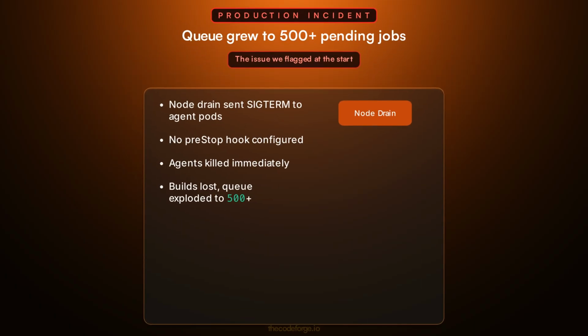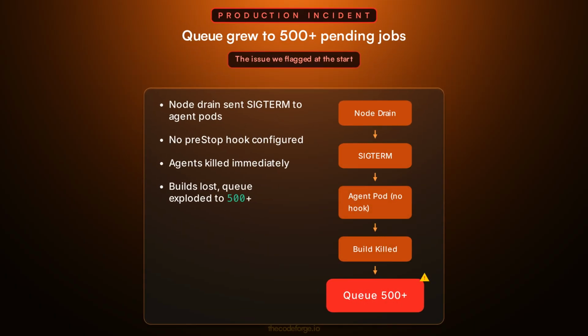This is the same issue we highlighted at the start. Here's exactly why that happened. We assumed Kubernetes would gracefully terminate pods, allowing Jenkins to reconnect after rescheduling. But agent pods had no preStop hook or grace period. When the node was drained, pods received SIGTERM and were killed immediately. Jenkins agents had no chance to disconnect cleanly or transfer workspace state.